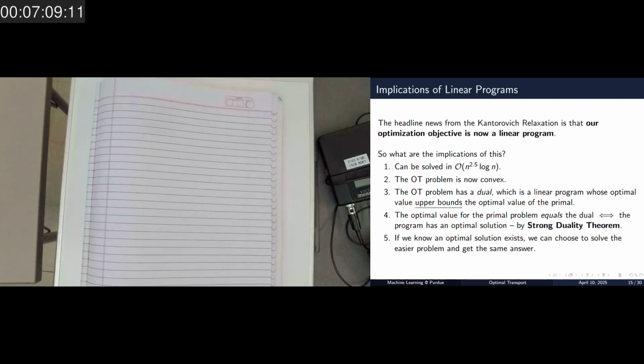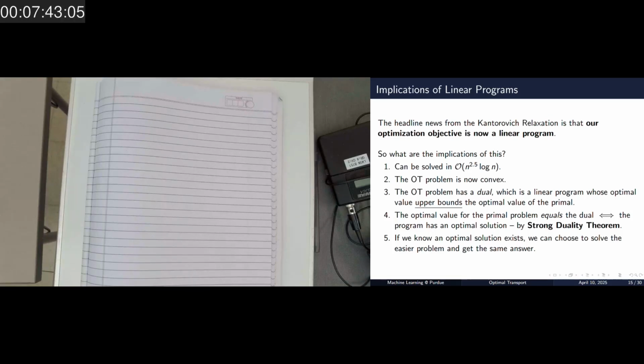The other interesting implication is that now we can solve the optimal transport problem in n to the power 2.5 log n using linear programming techniques. The optimal transport problem is now convex. And it has a dual, which is another linear program whose optimal value upper bounds the optimal of the primal. And if the optimal values are equal, we have strong duality. Now, if we know that there exists an optimal solution, we can choose to solve the easier problem between the dual or the primal and get the same answer.